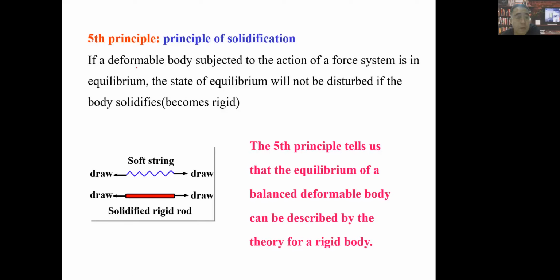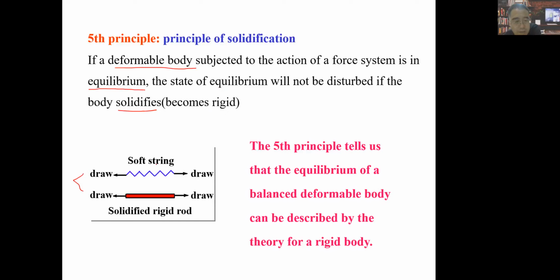if a deformable body is subjected to the action of a force system and is in equilibrium, the state of equilibrium will not be changed, will not be disturbed, if the body solidifies. How do you understand this, that it solidifies and becomes rigid? I think maybe I'll put it this way, maybe you guys can understand.